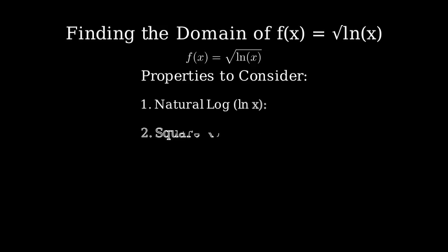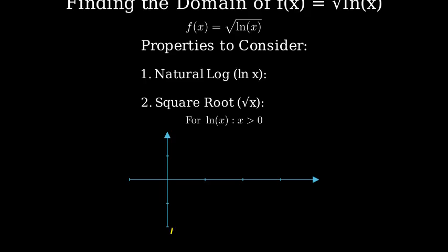Let's review these properties. Let's start with the natural logarithm. For a natural logarithm, the input x must be strictly greater than 0. This means x must be positive.